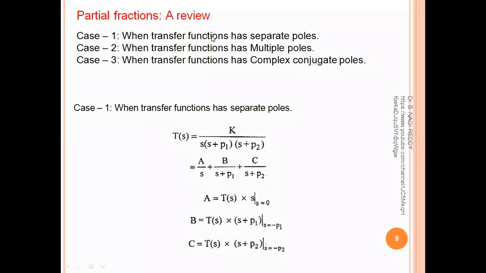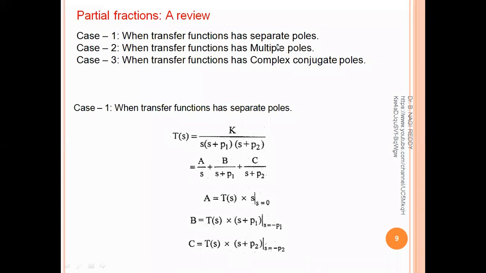Okay, so generally we may have three cases. Case one, that is when the transfer function has separate poles. Of course, we have a very good idea on partial fractions, we learned from mathematics. So I'll review the concepts briefly here, because we require the partial fractions concepts here. Without having the knowledge of partial fractions, it is difficult to solve the problems. So that's why I'm giving a simple and brief review.